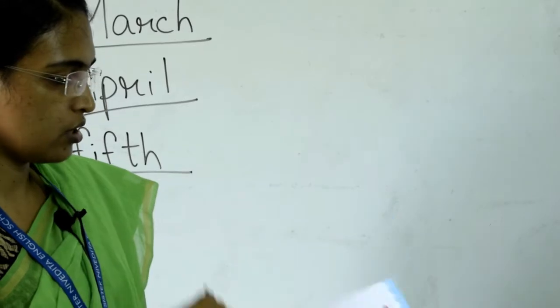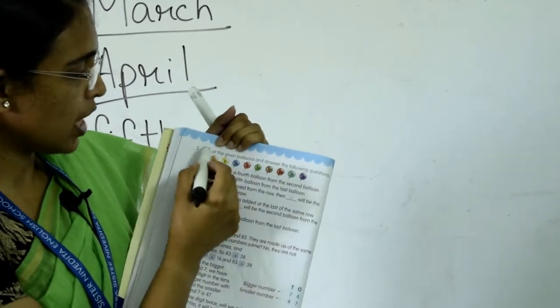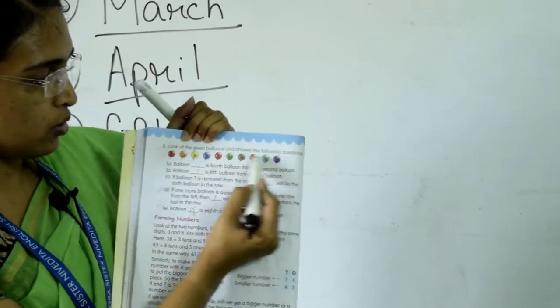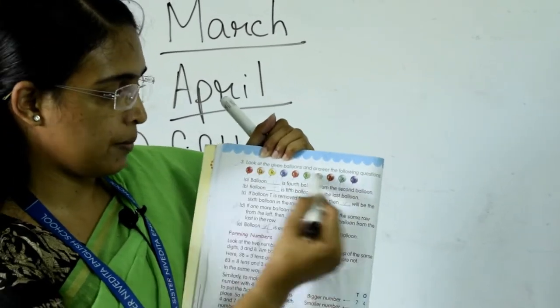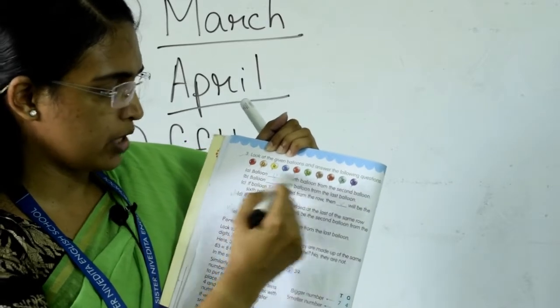Now turn the page. Come to the next page. That is question number 3. Look at the given balloons and answer the following questions. Can you see these balloons? Alphabets are also written in the balloons. Now what you have to do? You have to solve this question.